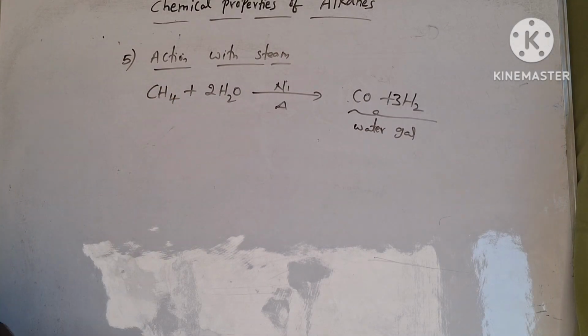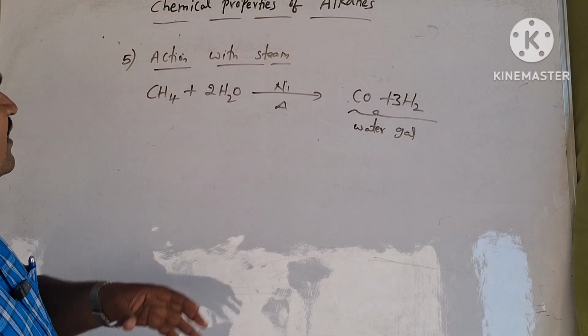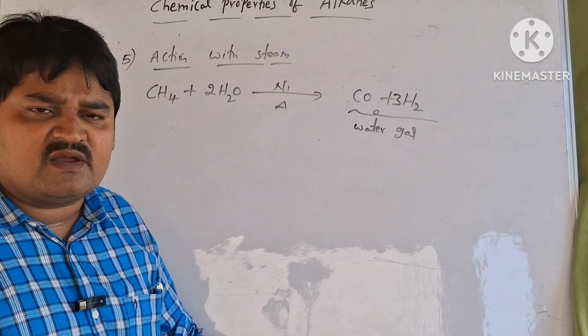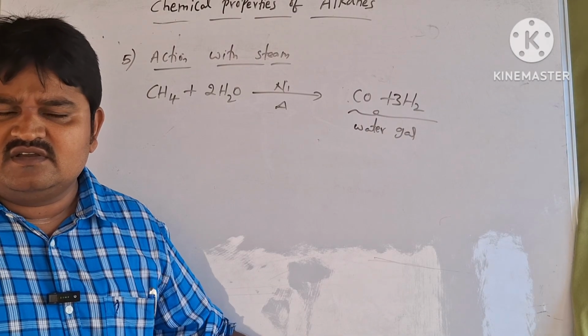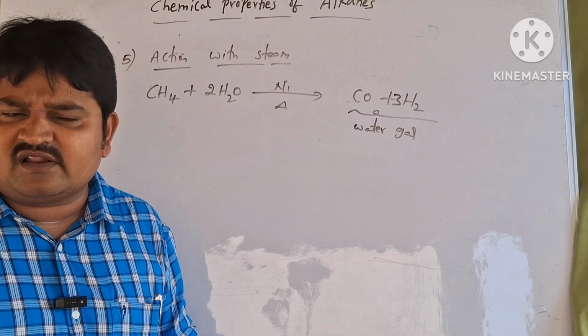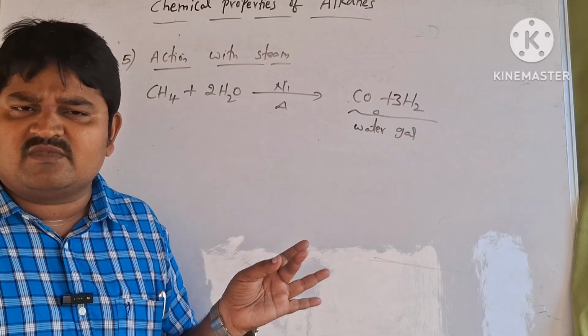By using these 5 methods, these are the 5 different chemical properties of alkanes. Very important chemical properties, children. Please once again revise all these chemical properties.